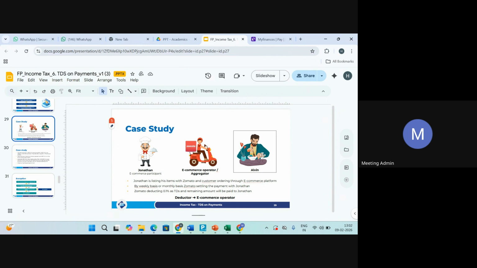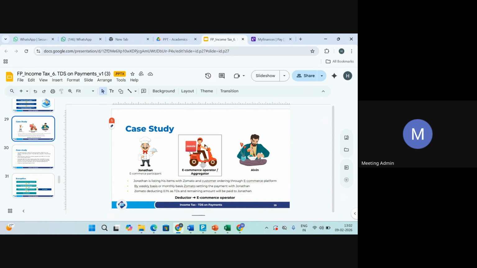Whatever amount he receives from the customer, the Zomato delivery person will receive. In that situation, the Zomato company, the operator, will be receiving everything, and later, weekly or monthly, they will give it to Jonathan. That is the thing. And here you can see Zomato deducts 0.1% as a TDS, and the remaining amount will be paid to Jonathan.